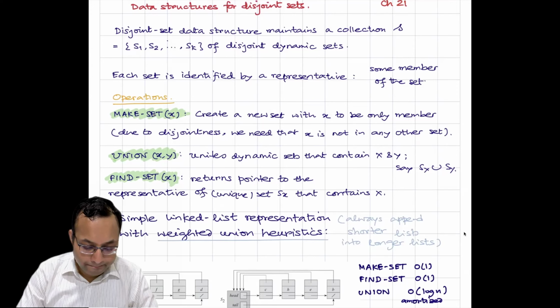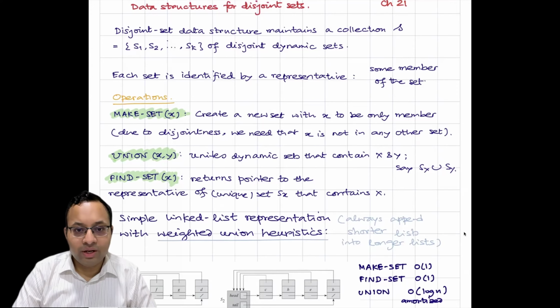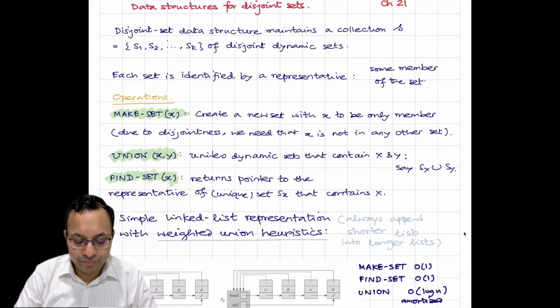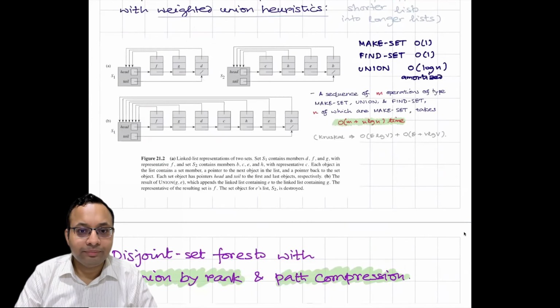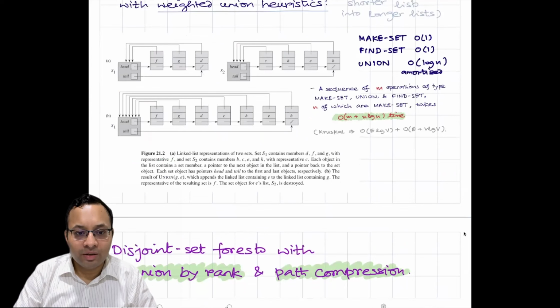In the case of make-set, we are creating a new set with x to be the only member, which we did in the beginning. Union, we unite the sets. Find-set, we return the pointer to the representative of the set Sx, which contains x. Now this is one representation, which is the linked-list based representation.